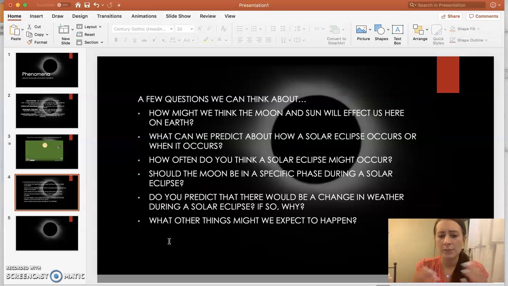Should the moon be in a specific phase during a solar eclipse? Do you think it should be in a specific phase, or maybe not? Do you predict that there would be a change in weather during a solar eclipse? Would something on the Earth happen where the weather might feel different? If so, then why? And what other things might we expect to happen during a solar eclipse? These are all things we can use to start thinking about how a solar eclipse affects us here on Earth.